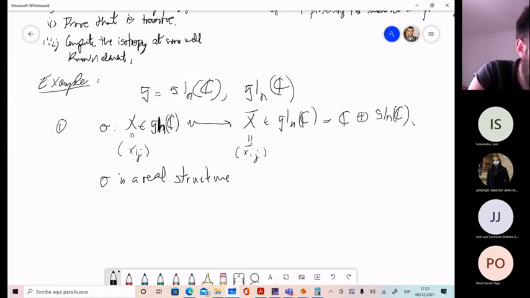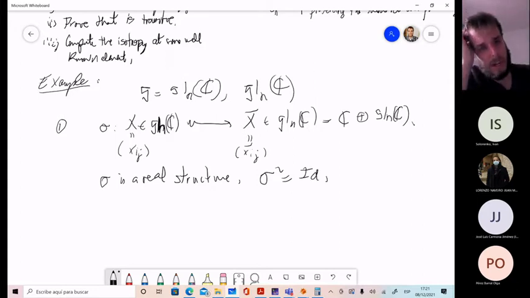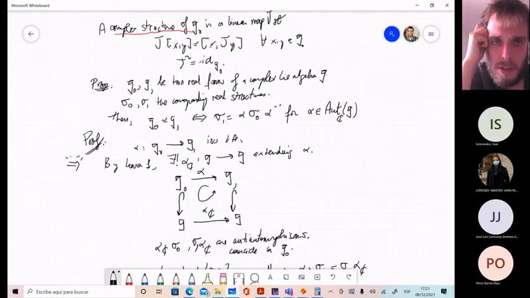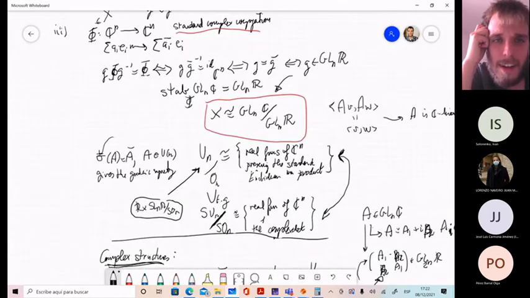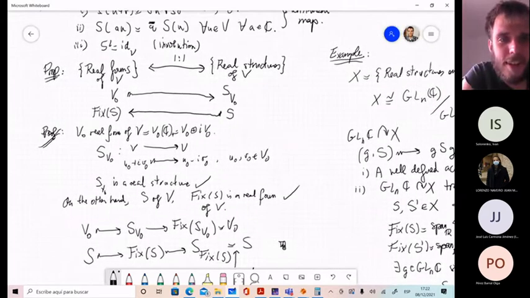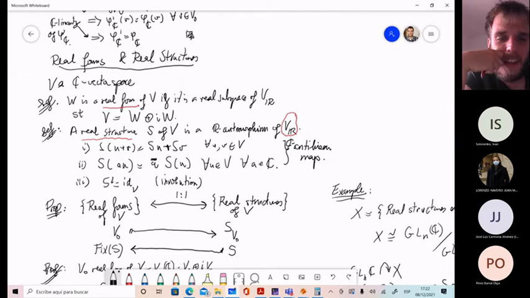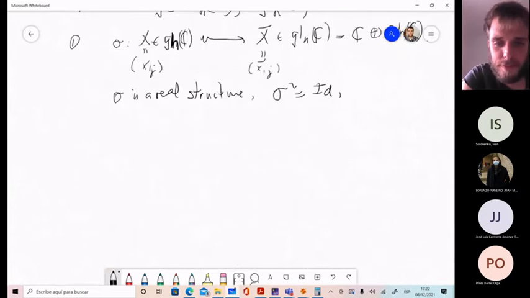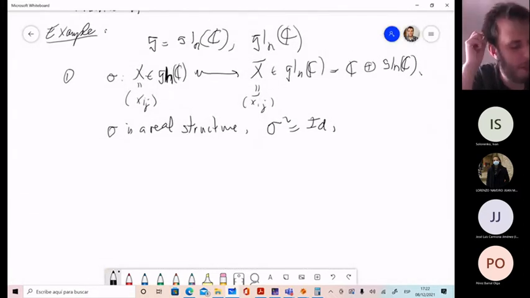Okay, what does it mean to be a real structure? It's a map whose square is the identity. So this is easy to check. And it's anti-linear. And yeah, that's basically the definition, right? Or am I forgetting something? I hope not. So that's the definition. So yeah, this is a real structure.